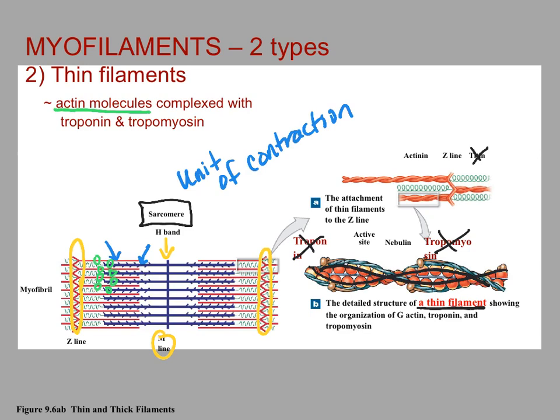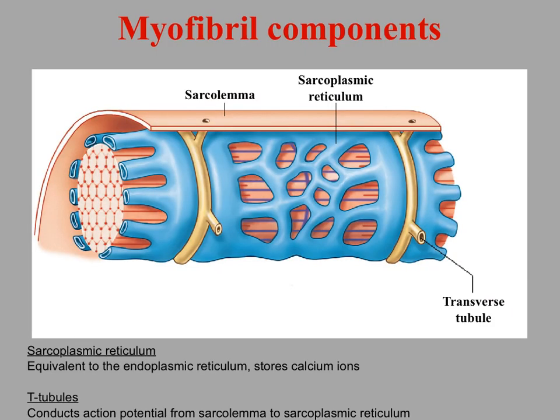So these actin and myosin myofilaments come together in a very precise way to make something larger called the sarcomere. The sarcomere is the individual unit of contraction, the smallest structure inside of a muscle cell that can contract. We're still at the molecular level. We are not even at the organelle level of organization yet. So let's move up to the next level of organization.